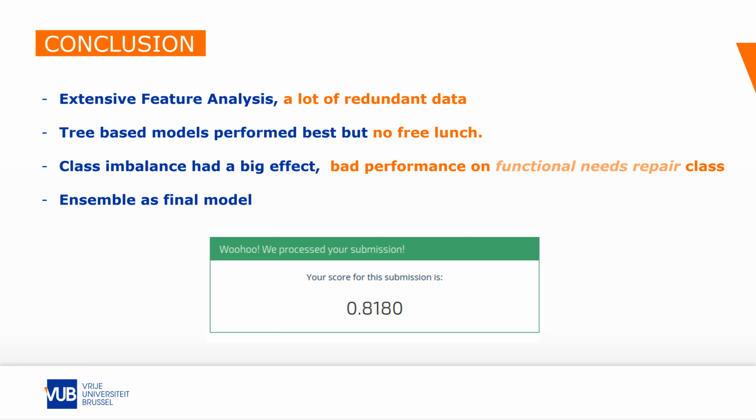Class imbalance had a big effect on our accuracy, which is seen in the bad performance on the functional needs repair class. We ended with some ensemble models in which we used a combination of random forests and gradient boosting trees as our final model. This model achieved a submission accuracy of 81.8%.